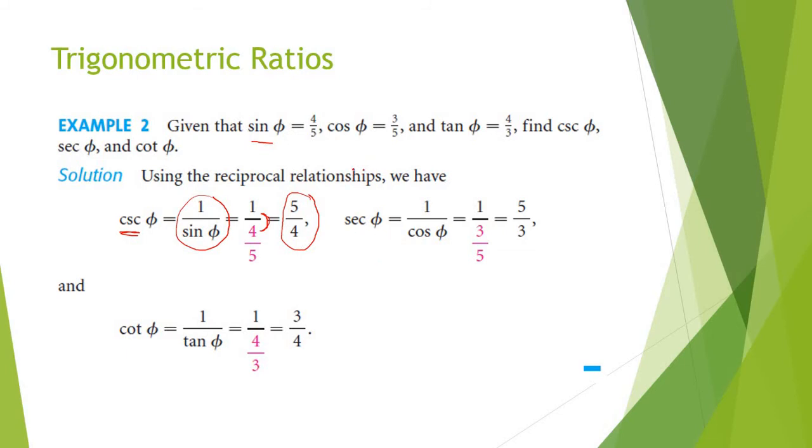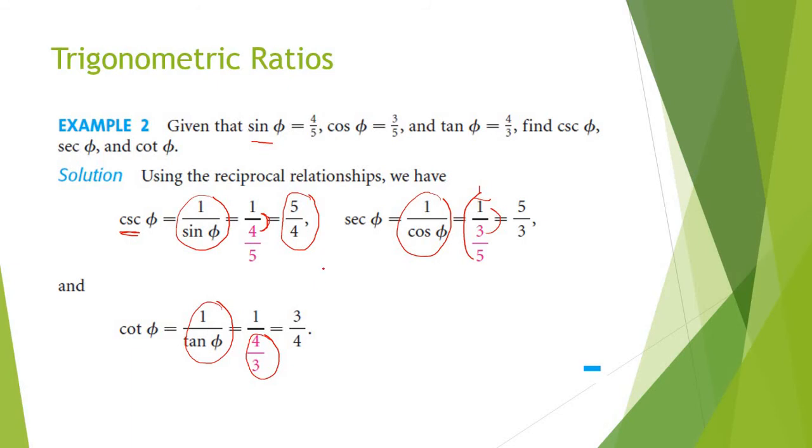And also for your secant, the inverse of cosine, so 1 over cosine. The value of your cosine is 3 over 5, so just reverse this one. Therefore the answer will be 5 over 3. This is just like 1 over 1 times this, so that becomes 5 over 3. The same thing with your cotangent, which is 1 over tangent. The value of your tangent phi is 4 over 3, so 1 over 4 over 3 is equivalent to 3 over 4.